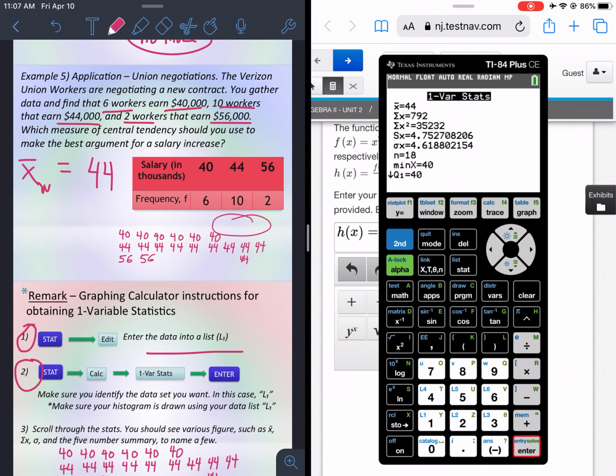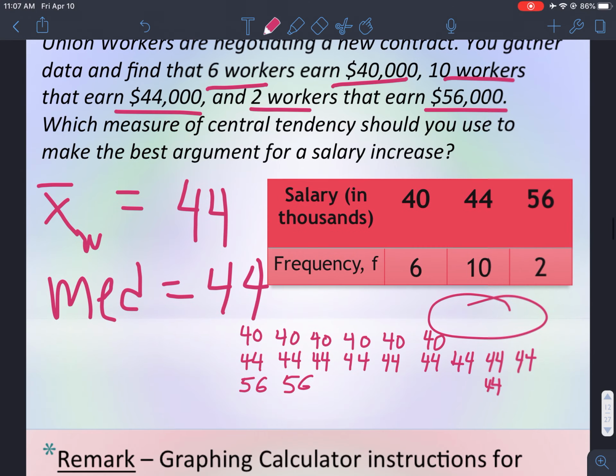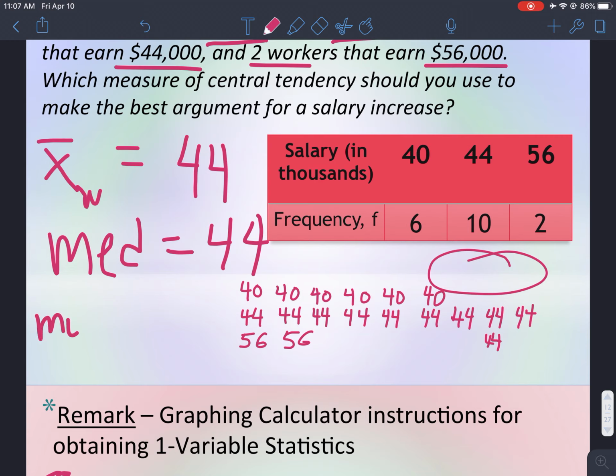But we have choices: mean, median salary, or mode, most frequent. So scroll down on the calculator and you get a 5-number summary. It says min X, Q1, median, Q3, max. The median is $44,000 per year. And now we can look back at our data set and figure out the mode. The most frequently occurring value is the mode of 44.